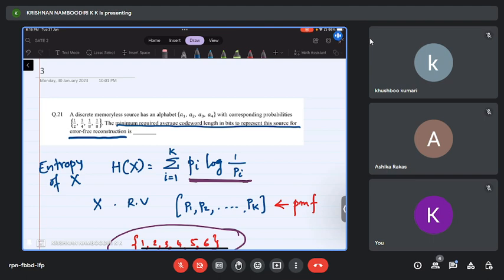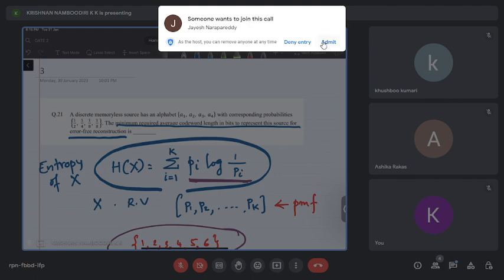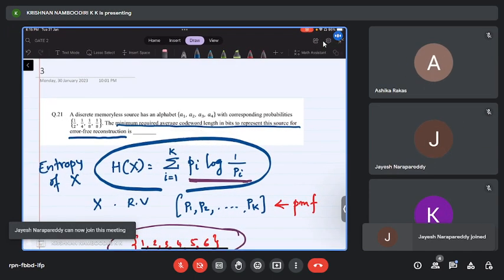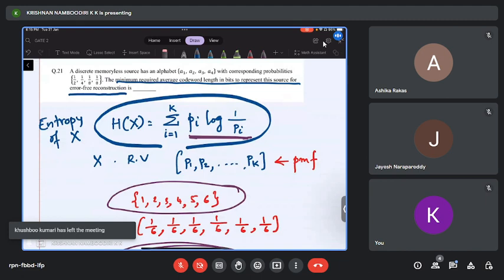So now you have this equation to find out the entropy. You directly apply that. That's it. You can directly apply this equation and you can find the entropy. So there is nothing fancy in this. You just need to find out the entropy of the source.